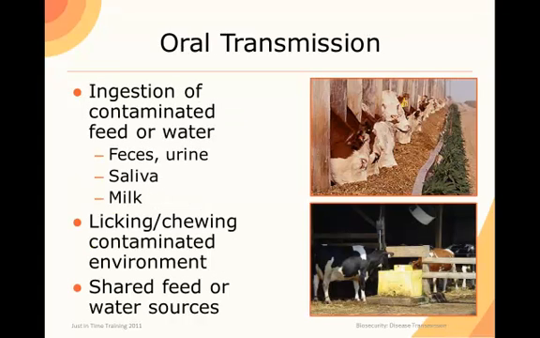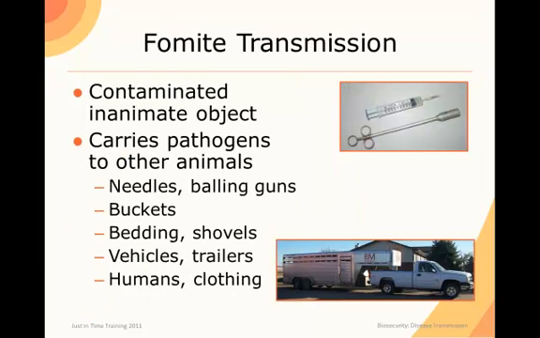Oral transmission of disease-causing organisms involves ingestion through the consumption of contaminated feed or water, or by licking or chewing on contaminated environmental objects. Feed and water contaminated with feces, urine, or saliva are frequently the cause of oral transmission of diseases. Shared feed and water sources can contribute to the spread of disease.